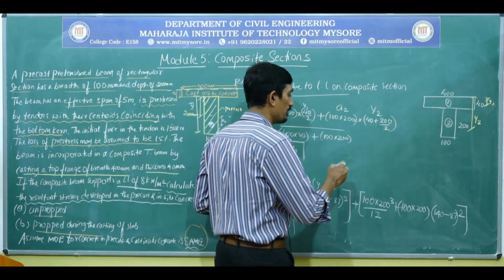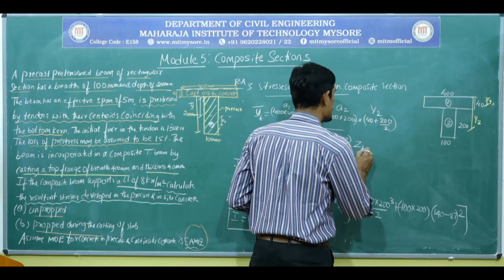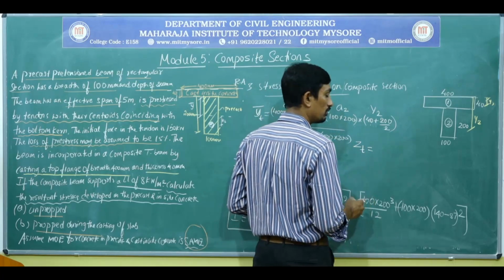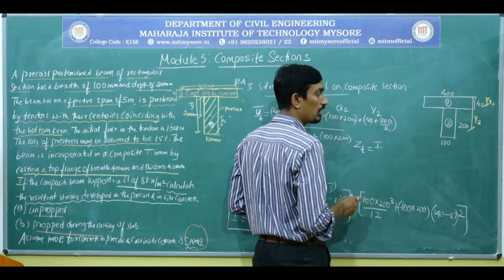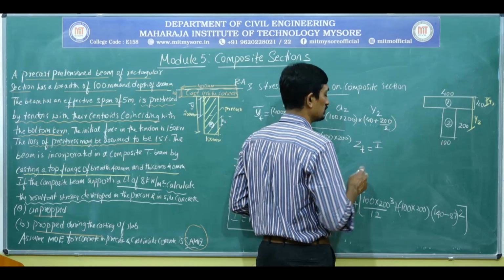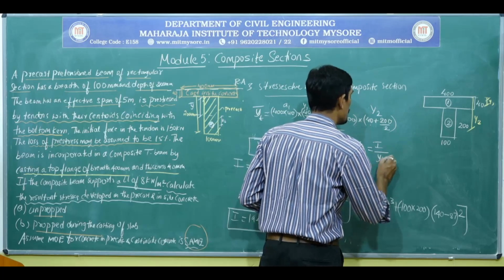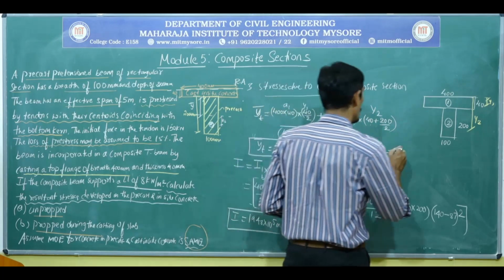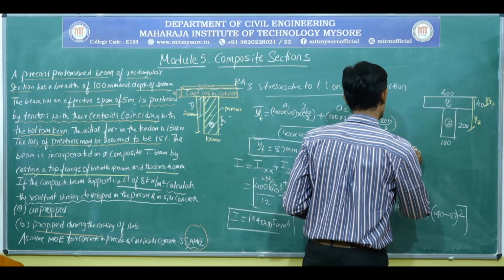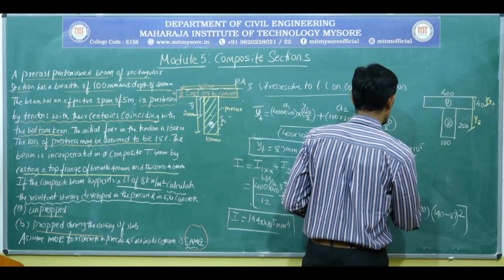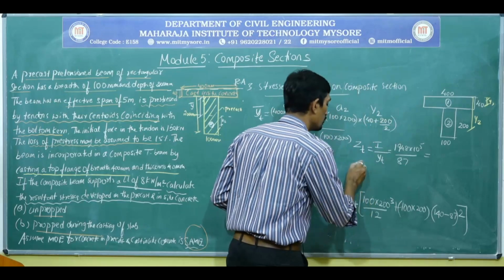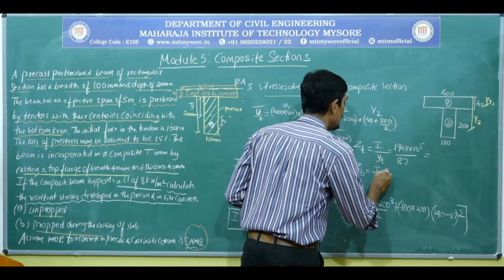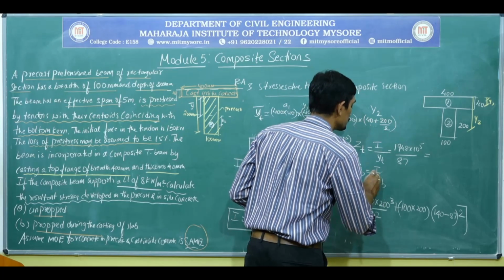Now a very important thing, ZT. You need to be very careful. YT and YB are not the same because it is a T section, composite section. So ZT is I divided by YT. What is I? 1948 into 10 to the power of 5 divided by 87. And ZB is I divided by YB.